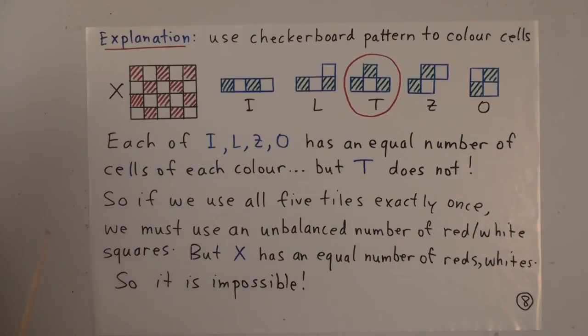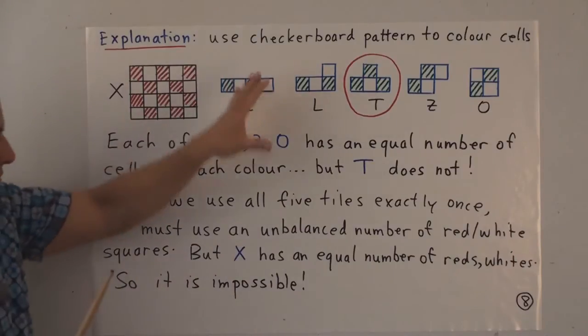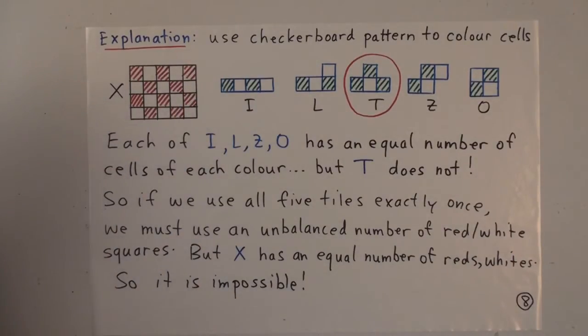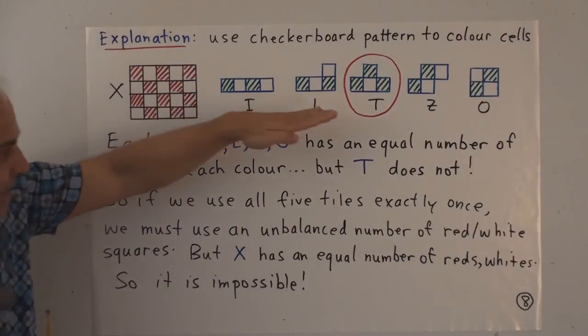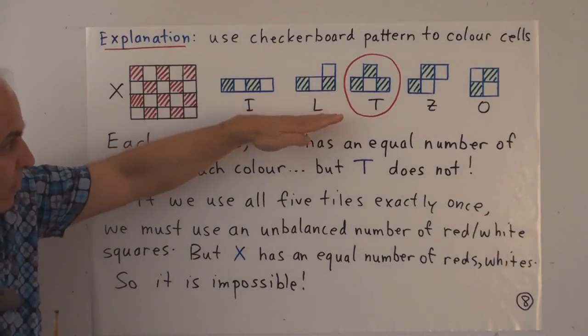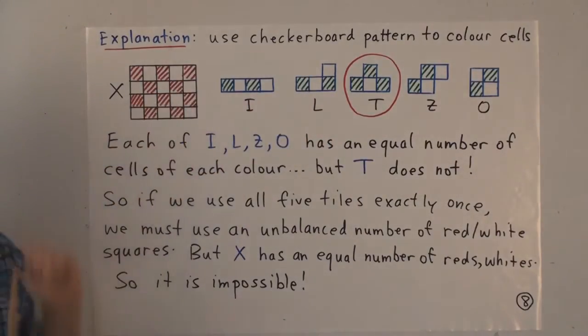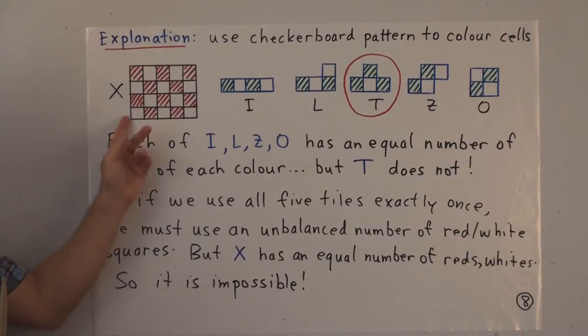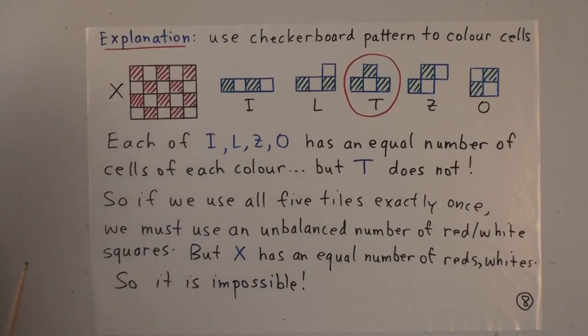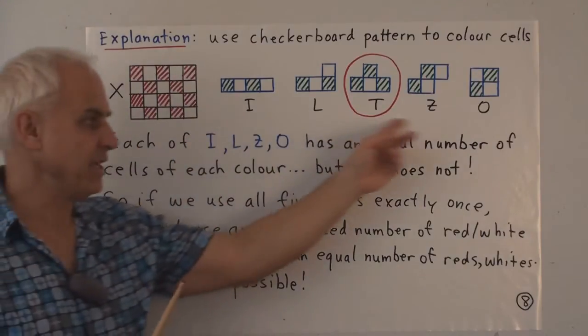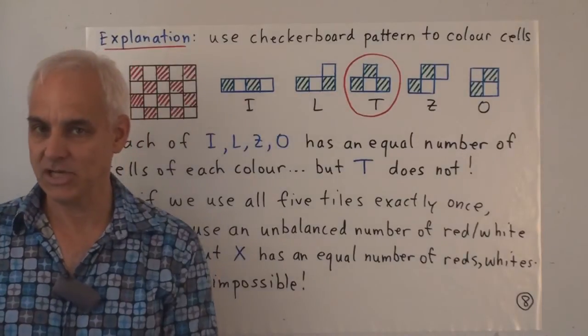That's the reason why this is impossible. No matter how you arrange it, no matter how clever you are, the fact that there's going to be an unbalanced number of greens and whites when you move them over here is going to prevent you from actually fulfilling the task. That's why there is no tiling of the 4x5 rectangle with these 5 tetrominoes each used once.